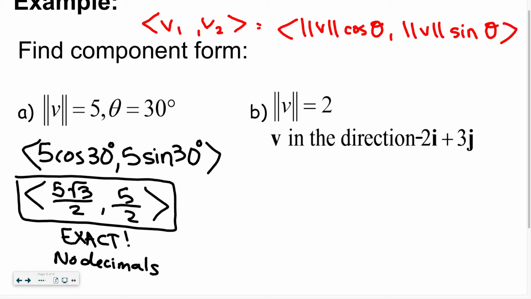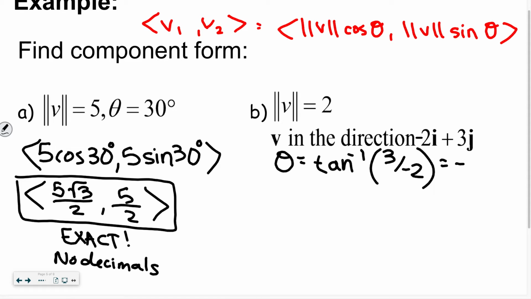Can you find theta for this vector? Yeah, like our warm-up, number 4, right? Direction angle is inverse tangent of vertical over horizontal component. So we're going to do theta equals inverse tangent of 3 over negative 2. You should get a negative answer in the calculator. Everybody give me that number. Negative 56.3. Negative 56.3 degrees.